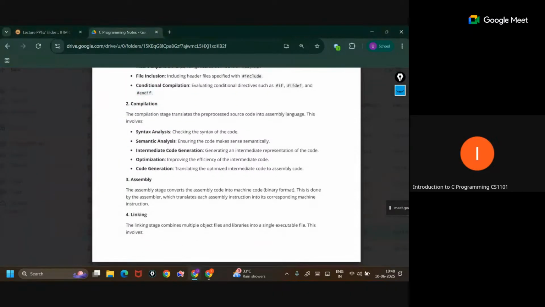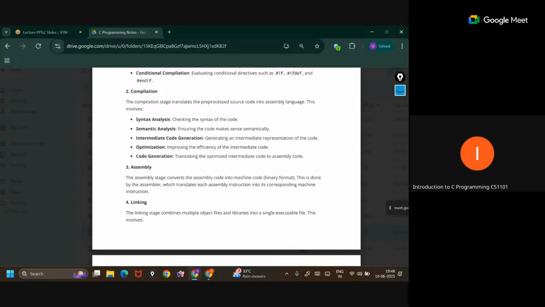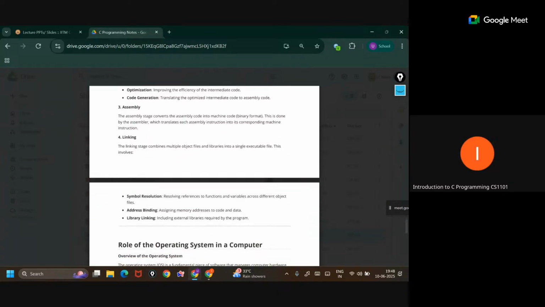Then it will create an intermediate code, because I have a high level code which has to be converted to an assembly level language. Then it improves the efficiency of the generated code, and the optimized code is converted into assembly level code. Then the assembler converts the assembly level code to machine level code, which is nothing but zeros and ones.